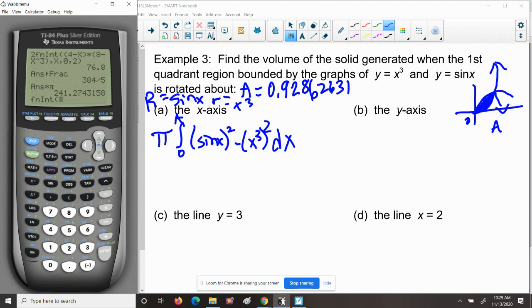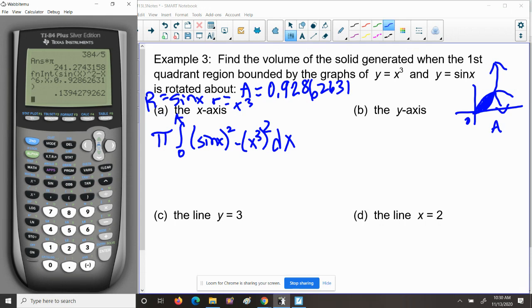Let's get the integral of sine of x squared minus x cubed squared, which would be x to the 6th. So I'm just going to go ahead and do that, make it a little bit easier. Comma x, comma 0, comma 0.9286261. Okay, so that gives us 0.193.